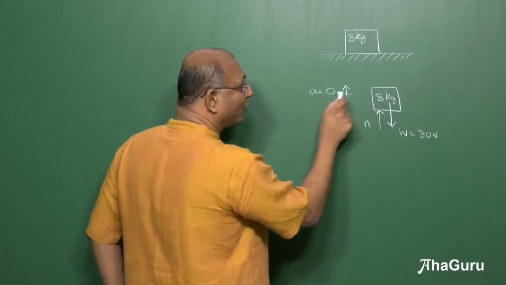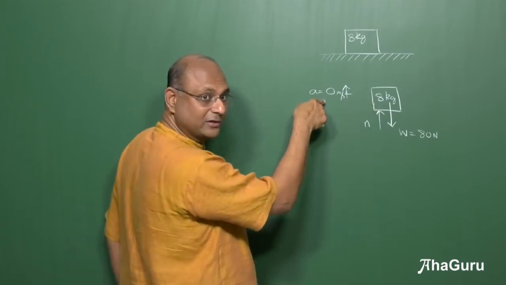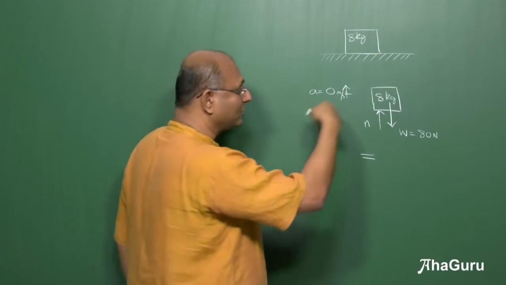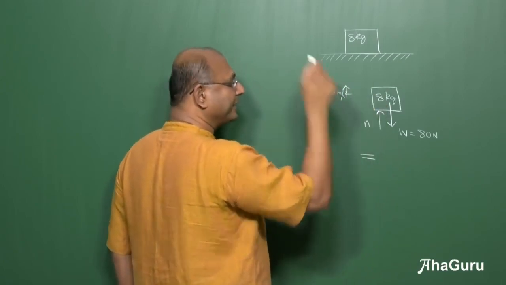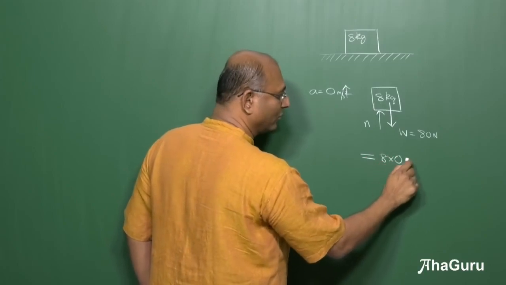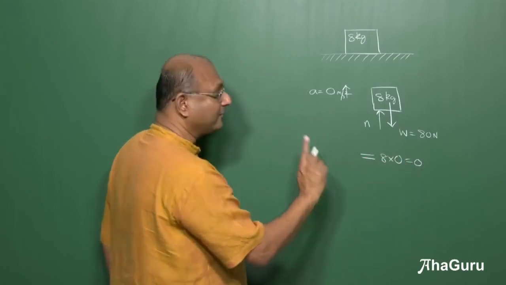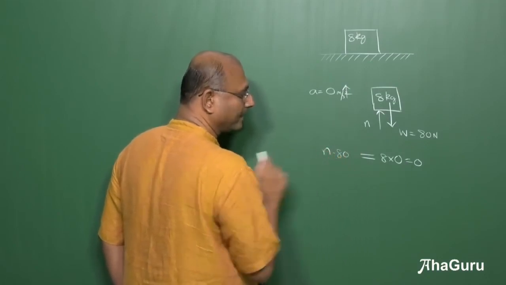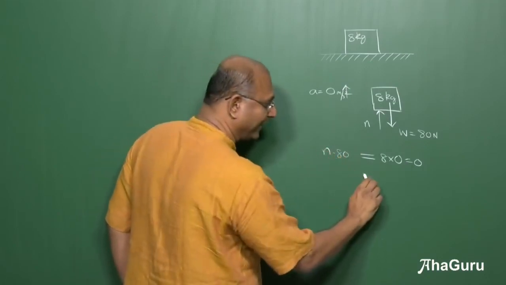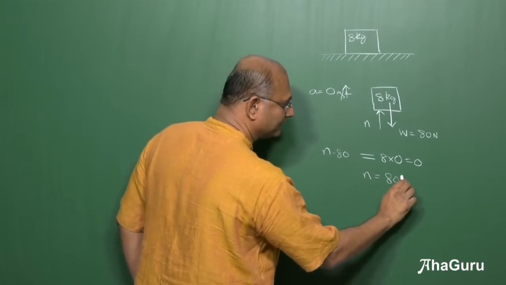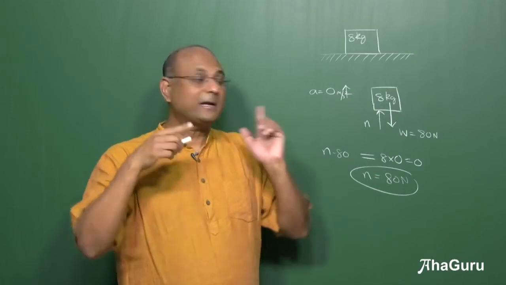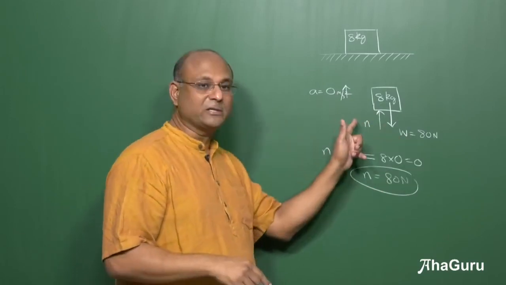Now, net force must be 0 because acceleration is 0. Now, remember Newton's law. F, net force, is equal to mass into acceleration. 8 into 0, 0 must be equal to the net force, which is N minus 80. Therefore, N is equal to 80.